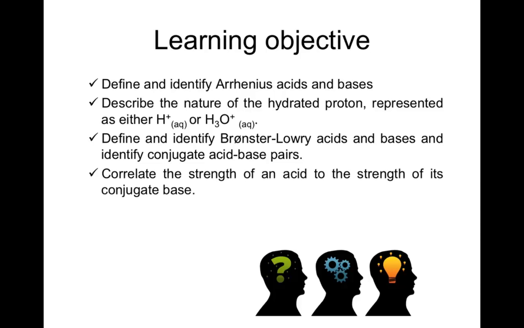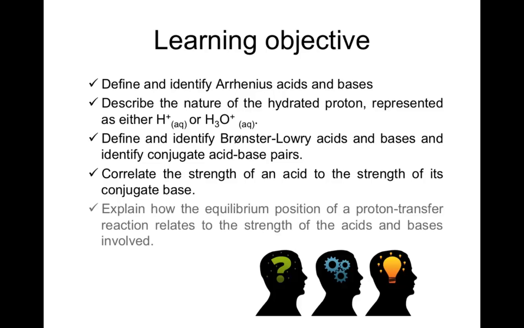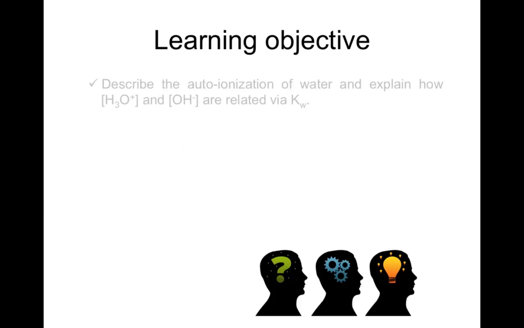You will correlate the strength of an acid to the strength of its conjugate base. You will explain how the equilibrium position of a proton transfer reaction relates to the strength of the acids and bases involved. Also, you will describe the autoionization of water and explain how the concentration of H3O+ and the concentration of OH- are related via Kw.